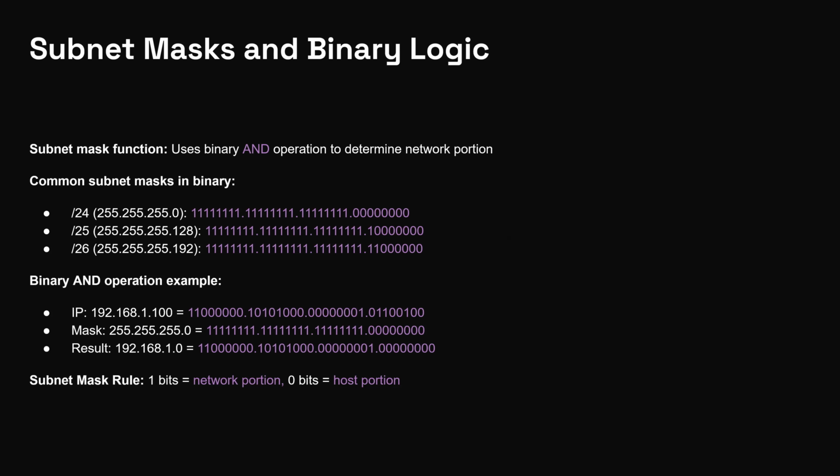I would see 255, 255, 255.0. I know that's /24. I know I can just remove that fourth octet and add a .0. That is my network ID. My broadcast will be 255, and that's it.